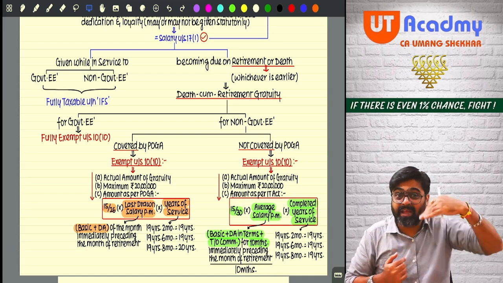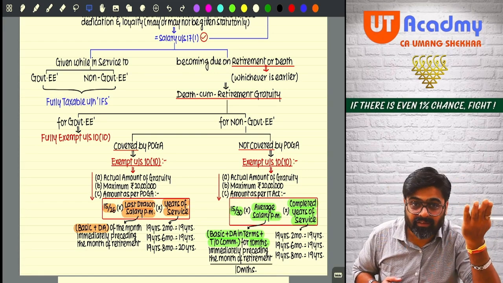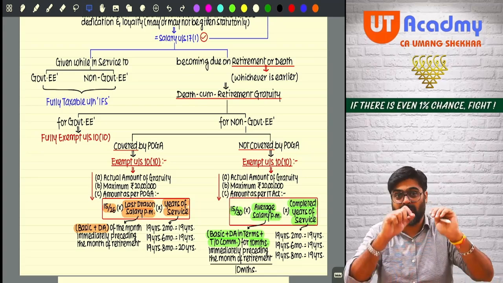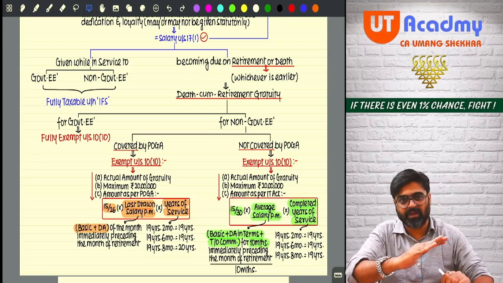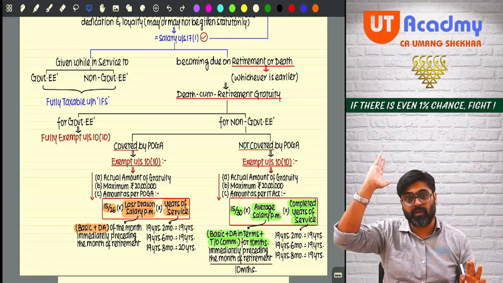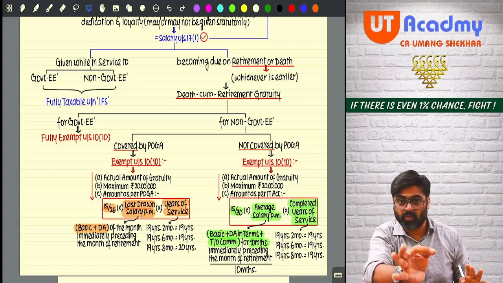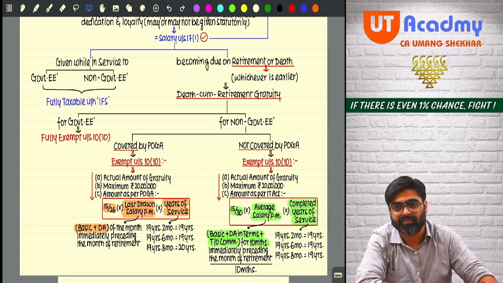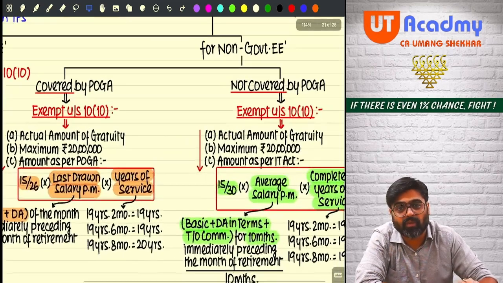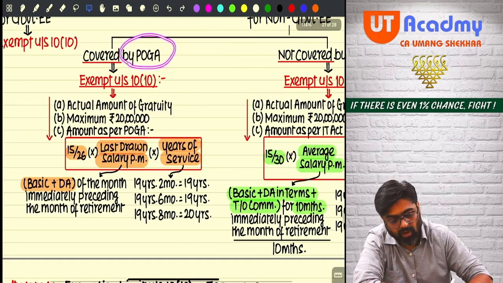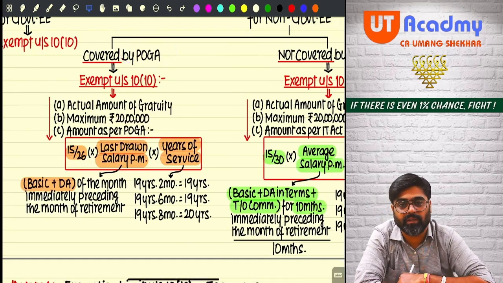So we will give the exemption, but the exemption will be given based on what? Based on a certain limit. Up to this limit, if you are getting, fully exempt. But beyond this limit, we will exempt only to the extent of this limit. The rest will be taxable for you. Got it? Now in India, there is one law. The name of the law is POGA, Payment of Gratuity Act.